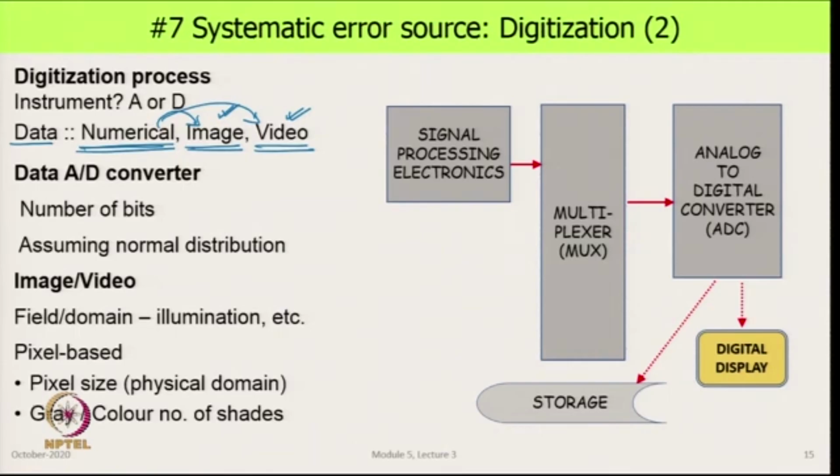In looking at the standard error because of the A to D converter, the issue is how many bits does the A to D converter have, and we assume that the data coming into it follows the normal distribution. So, the error analysis in the discretization process is assumed to have a normal distribution.